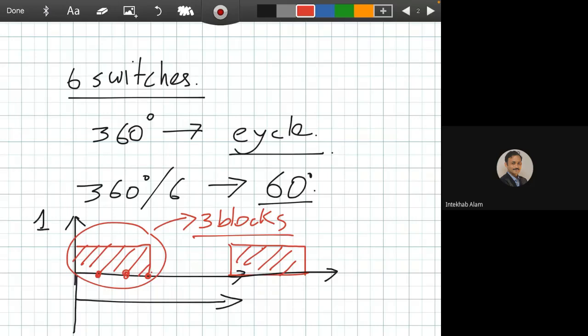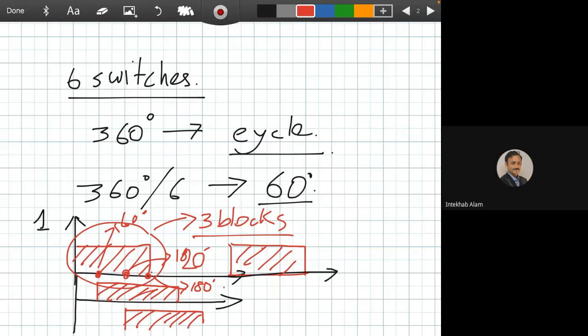Using this idea, this is 60 degrees apart, this is 120 degrees, and this is 180 degrees. Is it understandable? Yes, sir. Okay, so switch 2 will start after 60 degrees, and the third switch will start again after 60 degrees of the first switch.